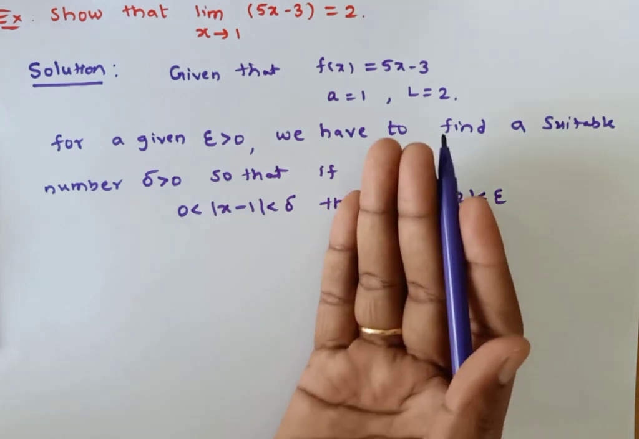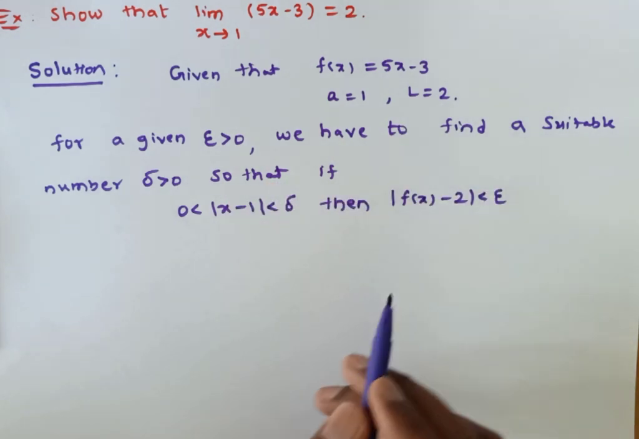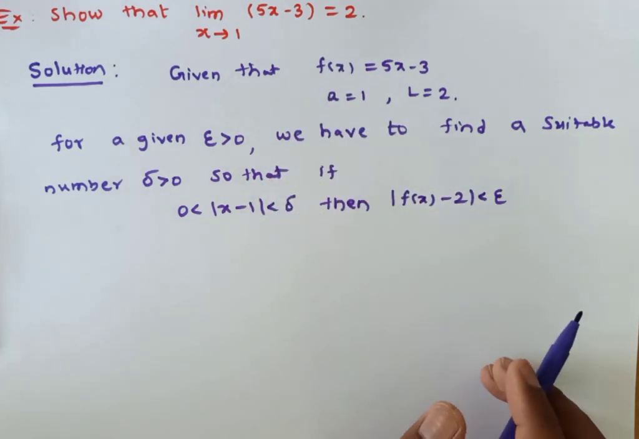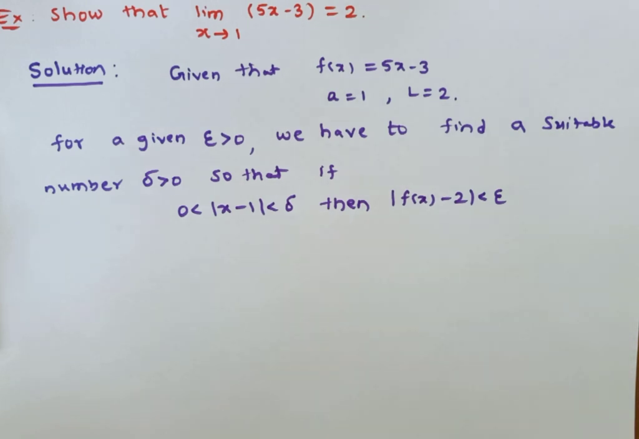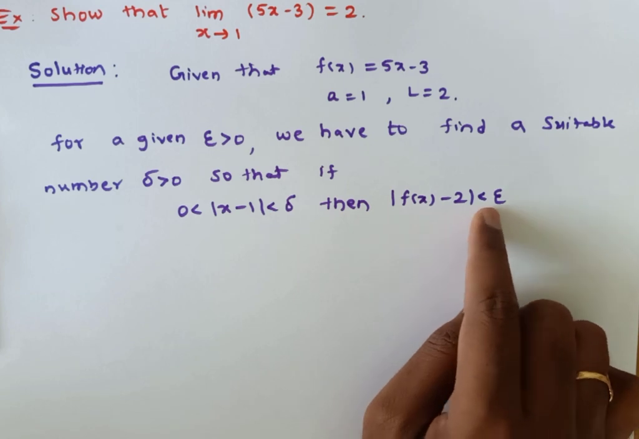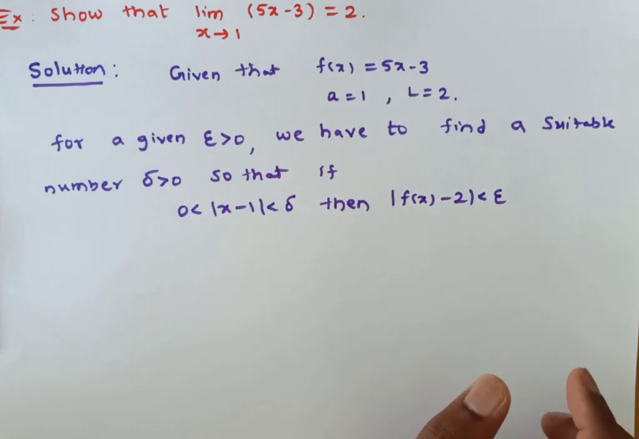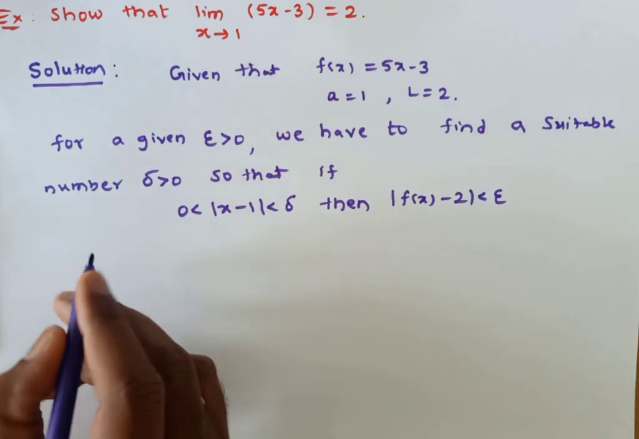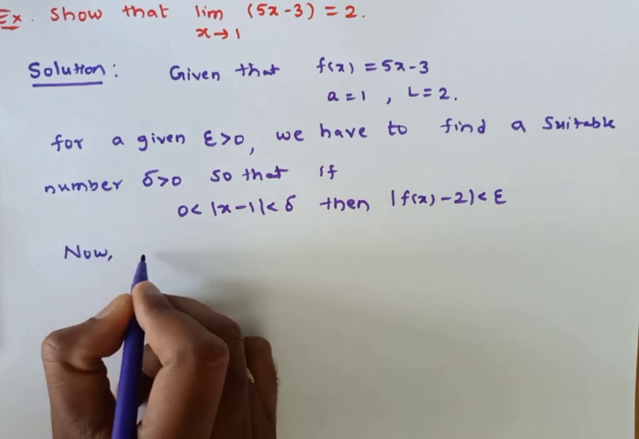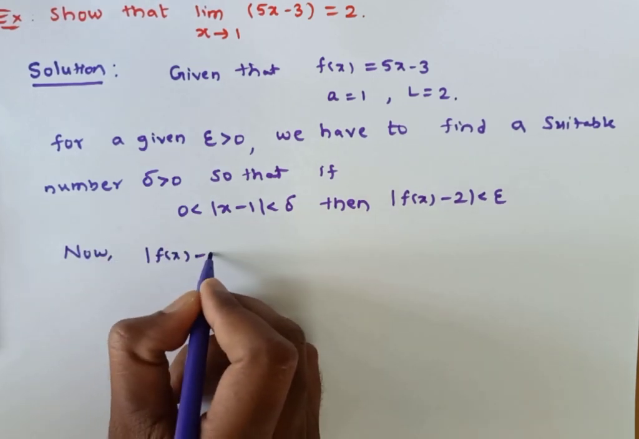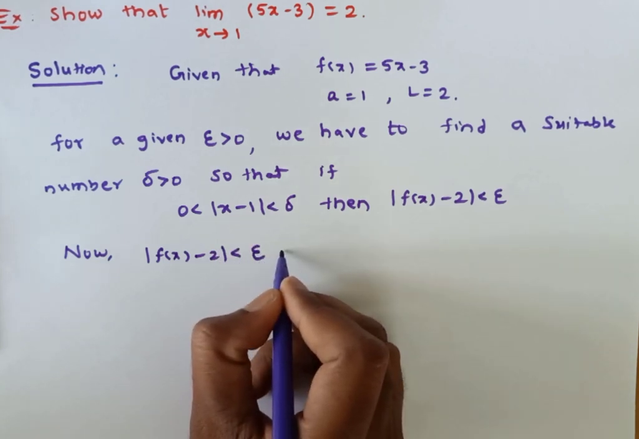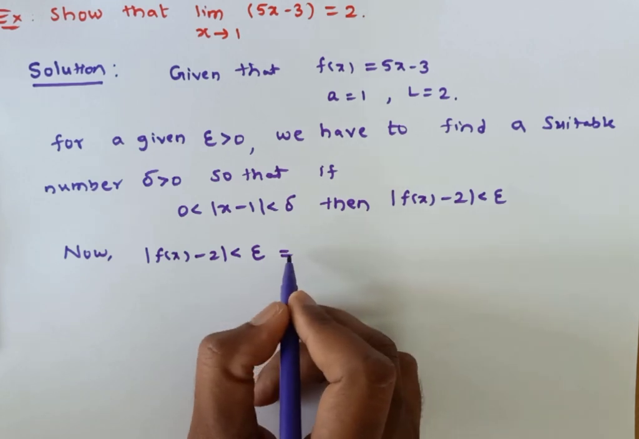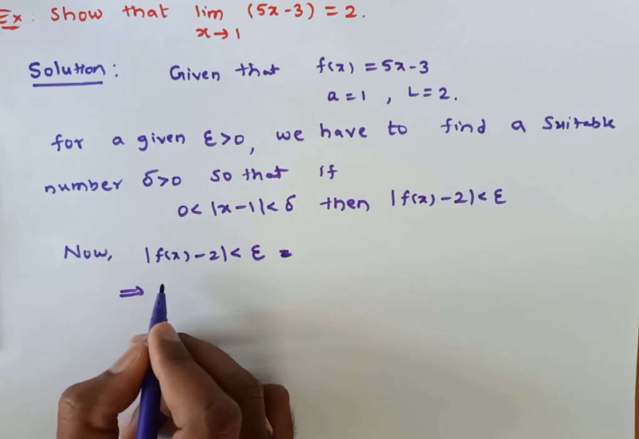So by working backwards from the epsilon inequality, we show whether the limit 2 is correct or not. Here, what does it mean? Mod f of x minus 2 is less than epsilon whenever mod x minus 1 is less than delta. So here we need to show it backward. So mod f of x minus 2 is less than epsilon.